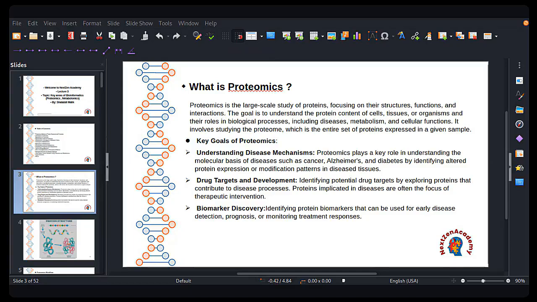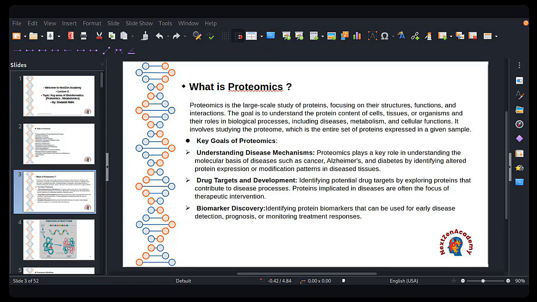I have talked about proteins, then proteomics, then the key goals of proteomics. The first point is understanding disease mechanism. The second thing is drug targets and development. Okay, good. So we identify new targets for drugs in our body. Then we understand how proteins interact with each other and with the drugs. We will go through the different interactions in detail.